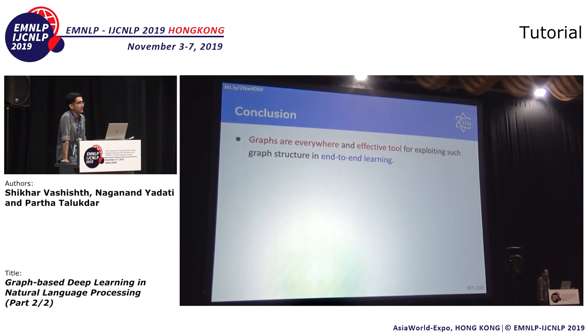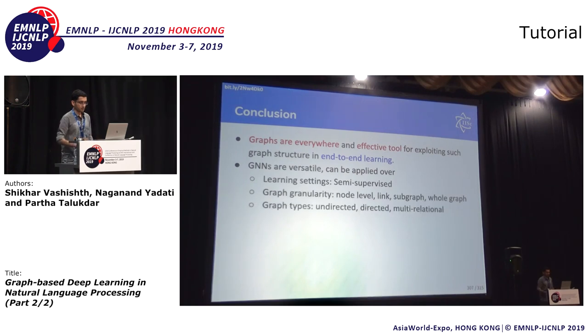So graphs are everywhere, and GNNs are a very effective tool for exploiting such graph structures. The major advantage is that they are also end-to-end models. They can be incorporated in the architecture in an end-to-end fashion, so all the weights and parameters can be trained based on the final objective. GNNs are versatile, and we showed through our tutorial that they can be applied in multiple settings, like semi-supervised, unsupervised, and supervised settings, and at multiple granularities. One can apply GNNs at the node level, subgraph level, and whole graph level. They can be used for link prediction as well.